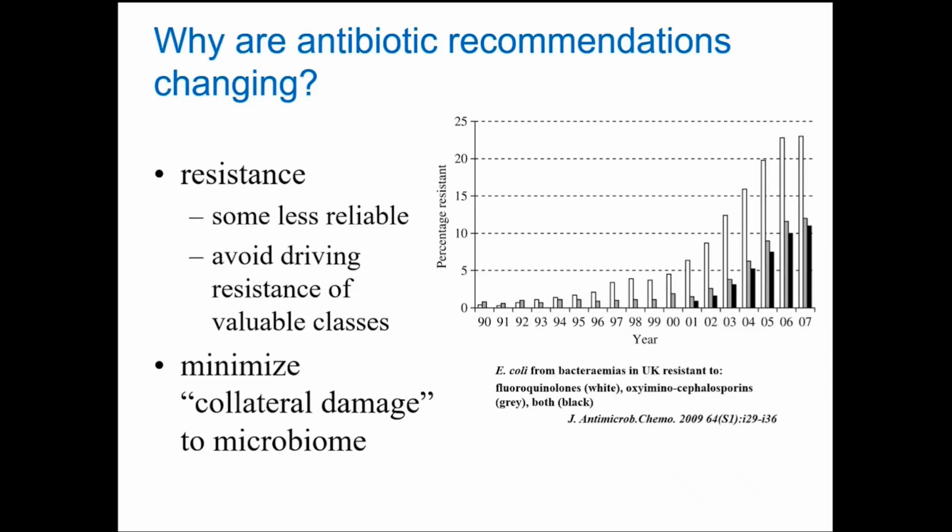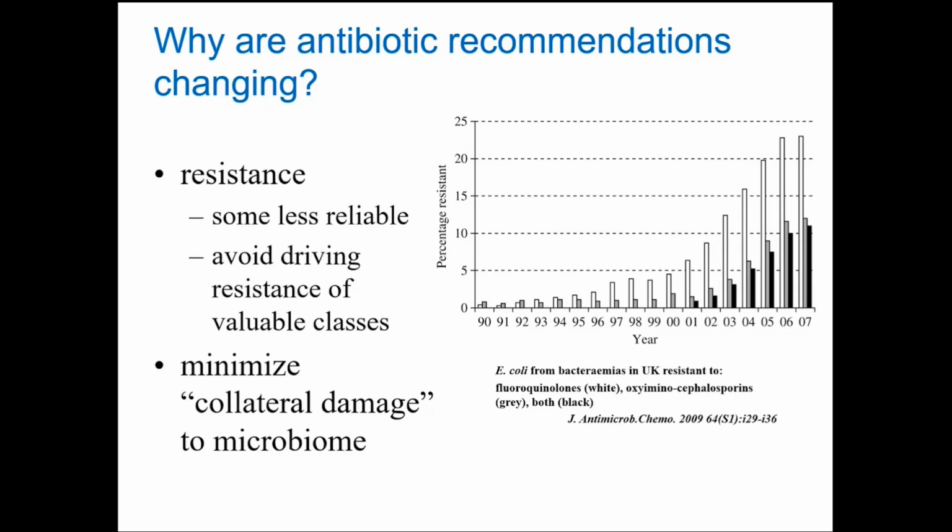So why have these recommendations changed? Well, since the turn of the century, we've seen a large jump in resistance among urinary pathogens. And so that made our typical antibiotic recommendations less reliable. We see more antibiotic failures as a result. So a lot of these recommendations are really trying to keep up with that.